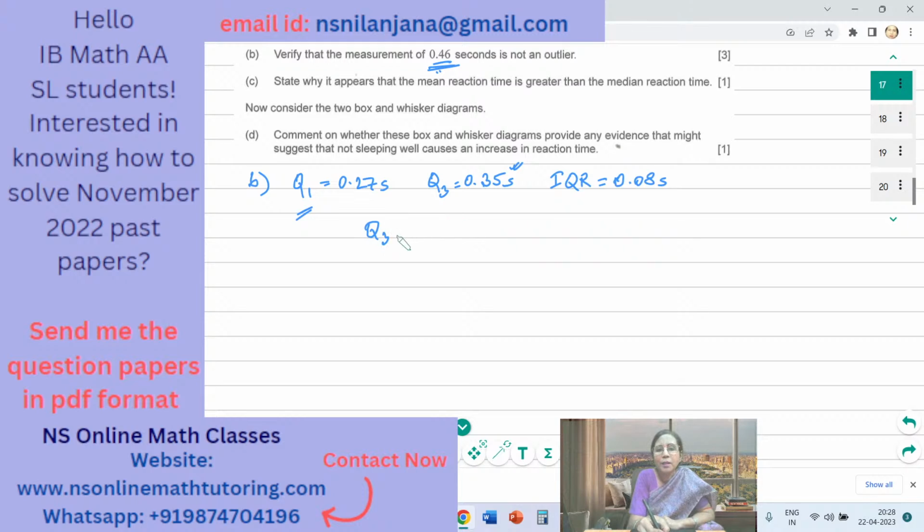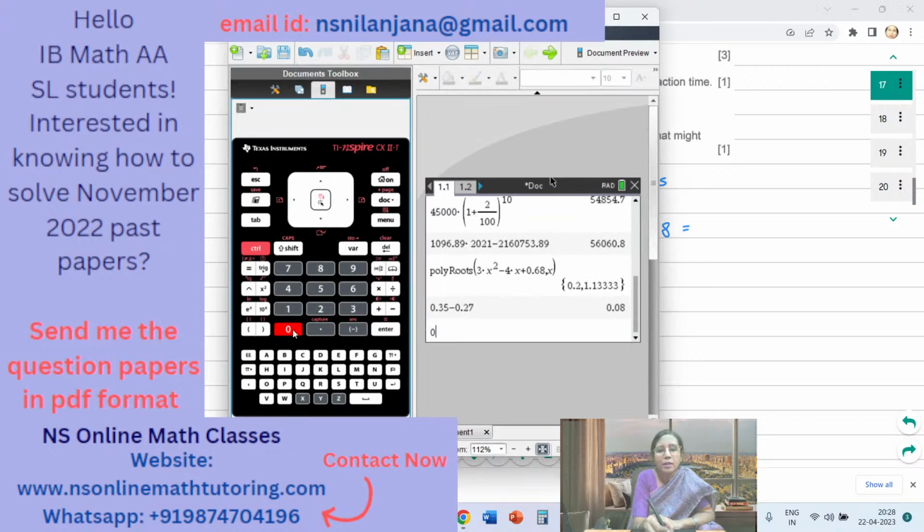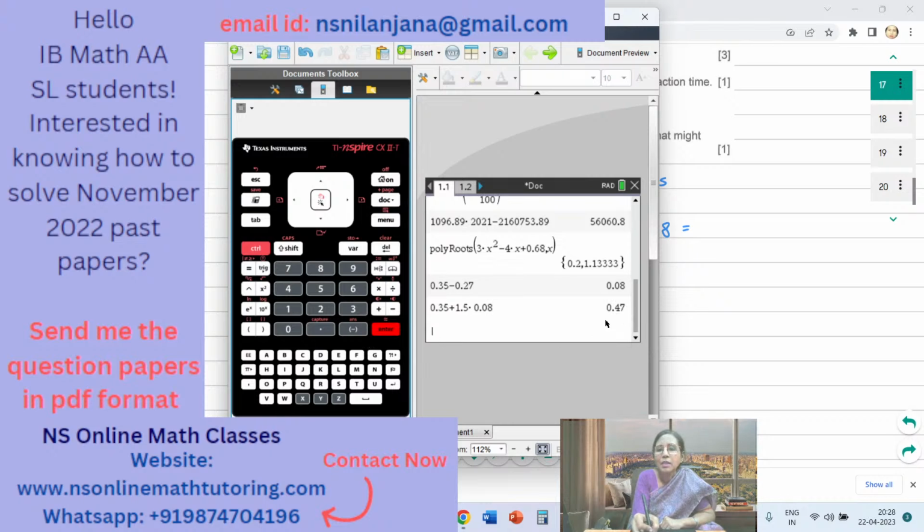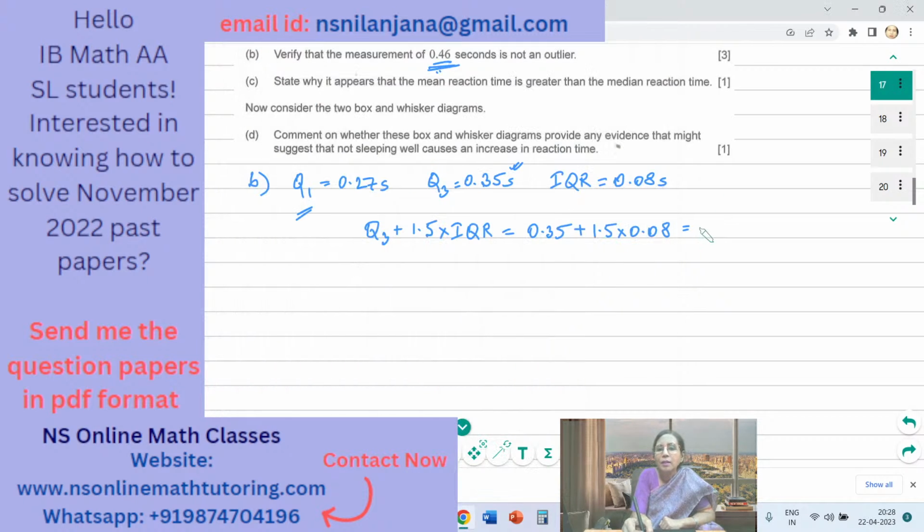So that is why I am taking Q3 plus 1.5 times IQR. This is equal to 0.35 plus 1.5 times 0.08. Let us find the value of this. It is 0.47. This is the highest value which will not be considered as an outlier. If you have 0.48, that will be an outlier.